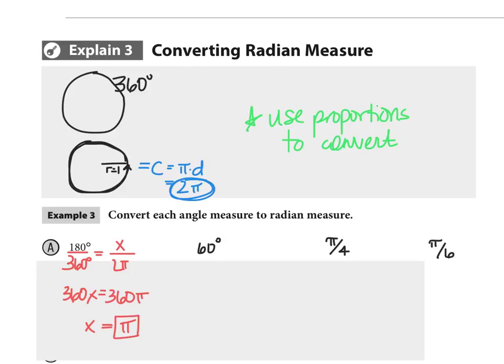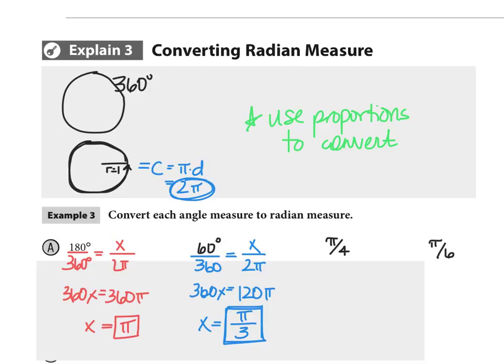If we do 60, same thing. 60 degrees out of a 360 degree circle total is how many degrees? X out of 2 pi radians total. So if I multiply here, I get 360x equals 120 pi. Divide both sides, and I'm going to end up getting 120 pi over 360, which is really pi over 3. And in radians, you leave it looking just like that, like you would just write pi over 3.